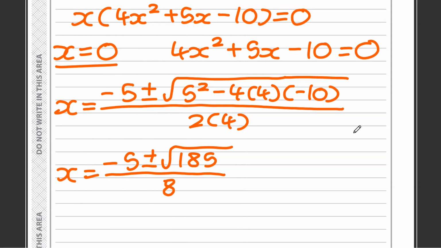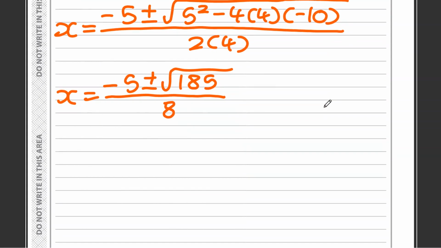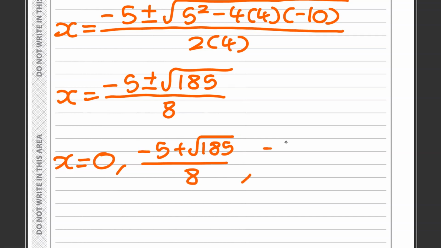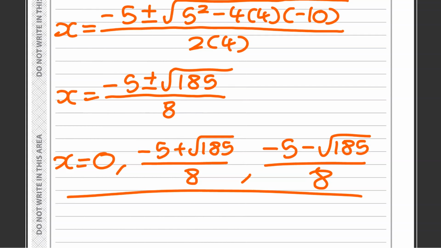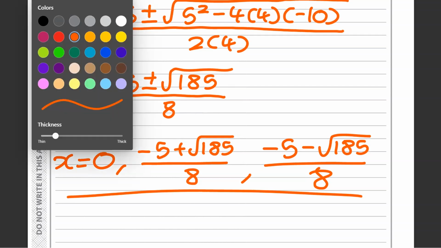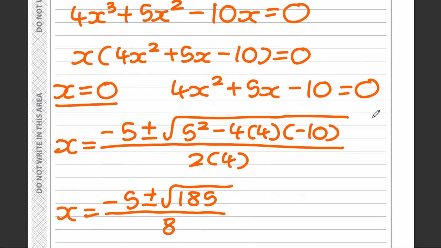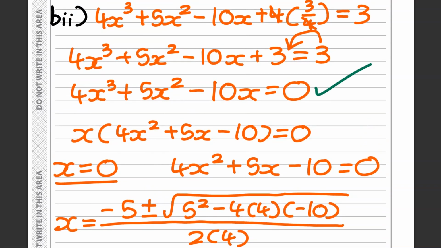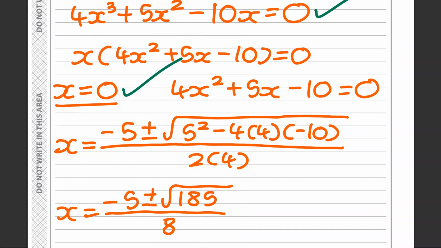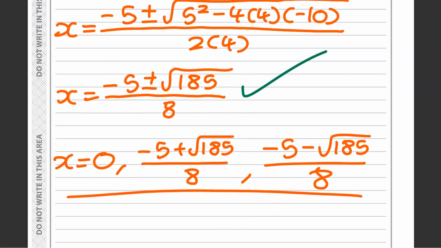So that means there are 3 possible solutions for x. Either x is equal to 0, as we said up here, or x is equal to minus 5 plus the square root of 185 over 8, or x is equal to minus 5 minus the square root of 185 over 8. And this here is the final answer. These are the 3 exact solutions for x. To get the 3 marks here, you get the first one for finding this equation here, you get the second one for showing that x can be equal to 0, and you get the third mark for showing that x can be equal to these 2 solutions here.